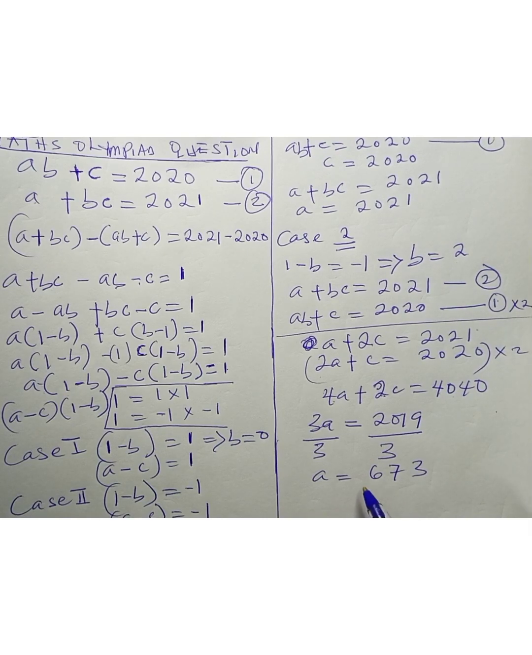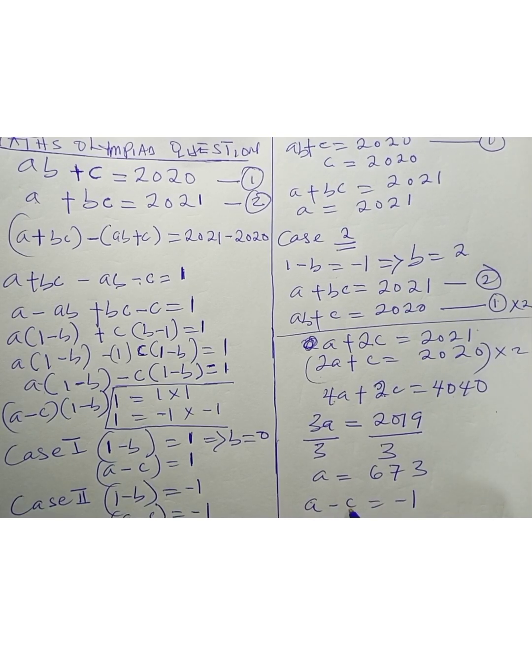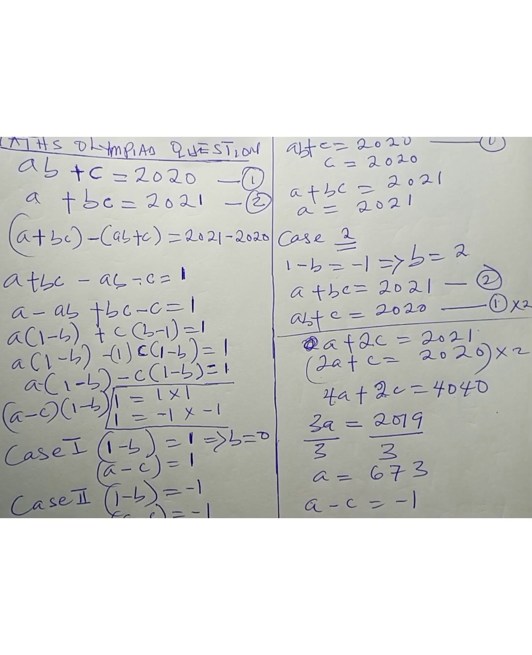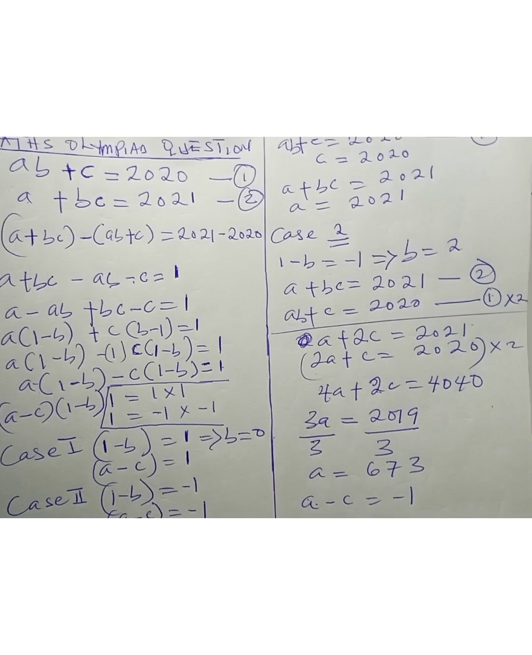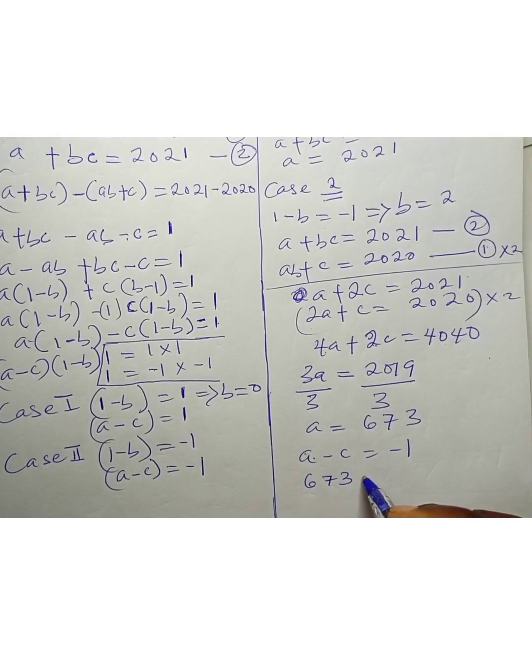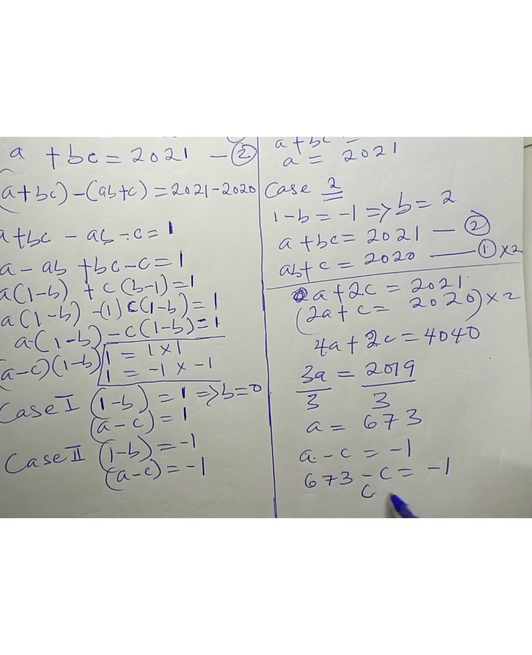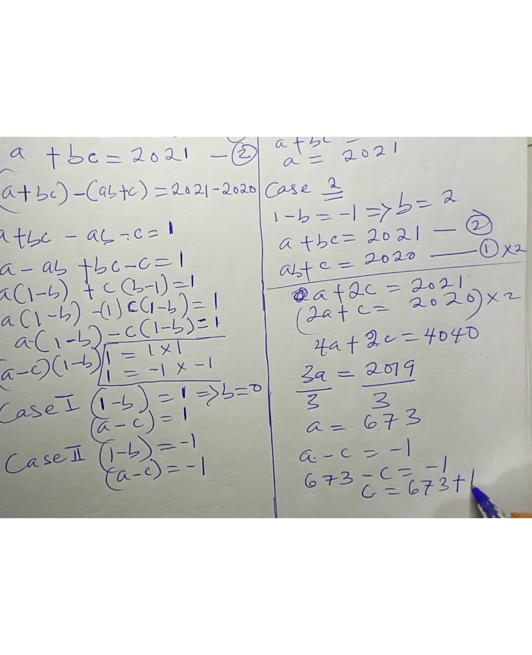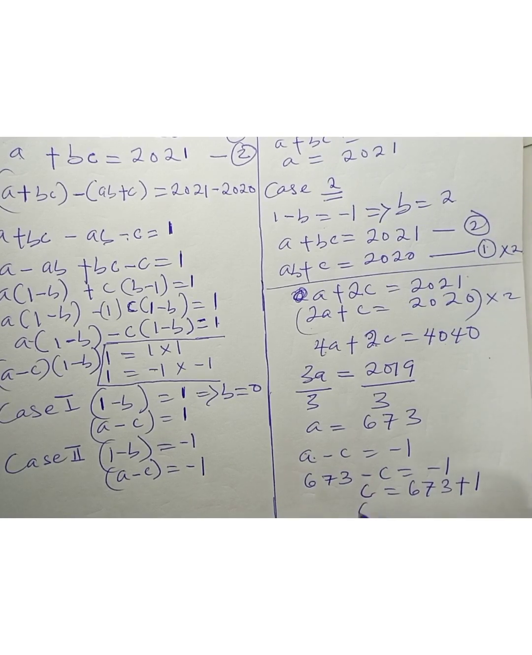Since A is equal to 673, remember that our A minus C is equal to minus 1. The value of A is 673, so 673 minus C equals minus 1. So C is equal to 673 plus 1, then C is equal to 674.